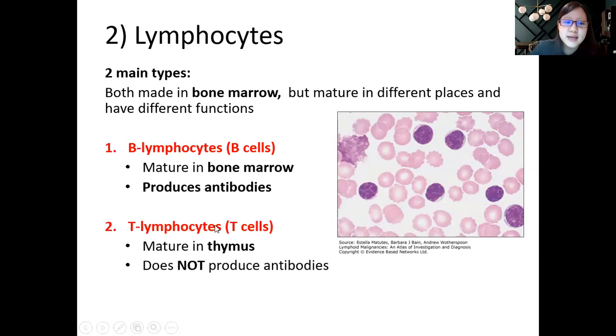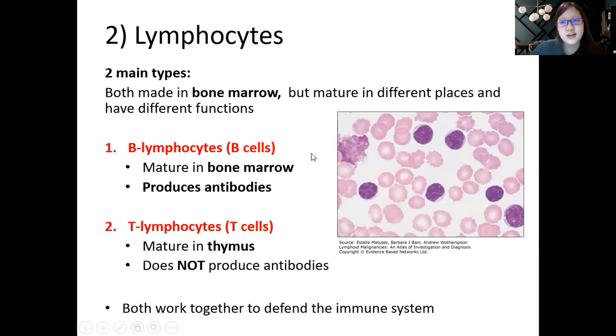Number two is T lymphocytes, or we call them T cells. They are also made in the bone marrow, but T lymphocytes mature in the thymus, giving rise to the name T cells. T stands for thymus. These lymphocytes do not produce antibodies, okay? They defend the body with other means that we will learn in more detail in chapter 11. But the point I'm making here is, there are many types of lymphocytes. These are two main types, but there are actually even more types.